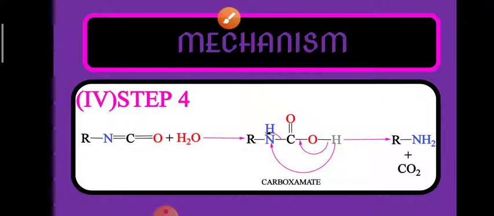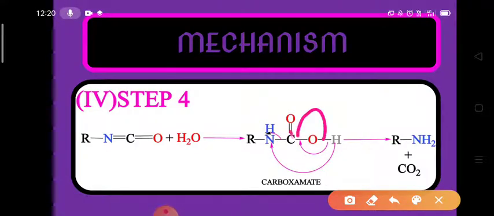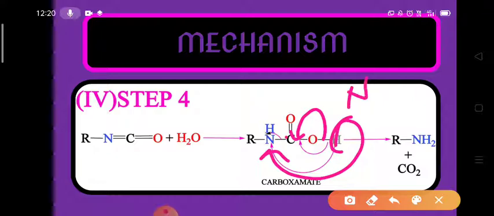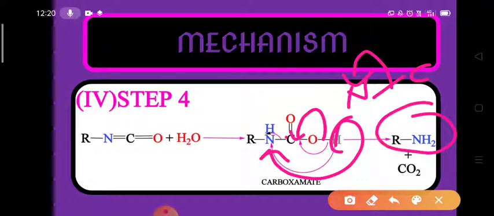Then after this carboxamate undergoes rearrangement, this OH bond breaks and the electron pair comes here, and this H plus ion migrates onto the nitrogen, and this NC bond breaks, and this electron pair shifts onto the nitrogen. As a result, we get the primary amine, and carbon dioxide will be expelled out. Like that, we get the primary amine in this Schmidt reaction.